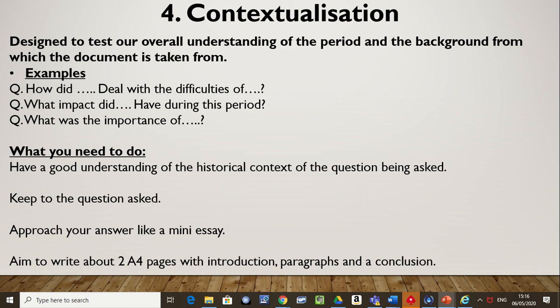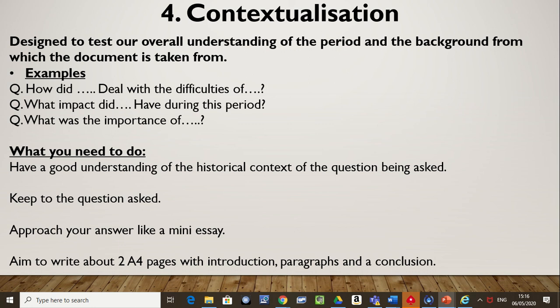Examples of these questions could be: how did something deal with the difficulties of? What impact did something have during this period? And what was the importance of? So the contextualization question, guys, is basically a mini essay. You're looking to write about 2 A4 pages in this. To answer this question, you need to have a good understanding of the historical context of the question being asked. So in the case of the Jarrow March, what was the economic situation throughout all of Britain in the interwar period?